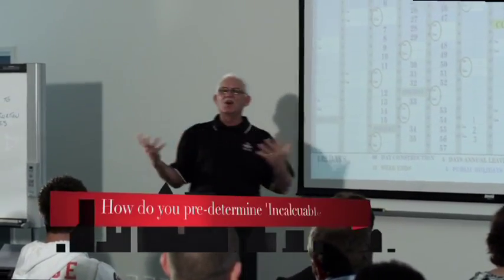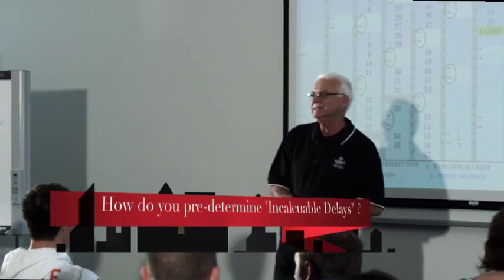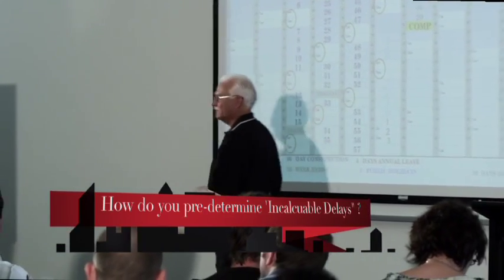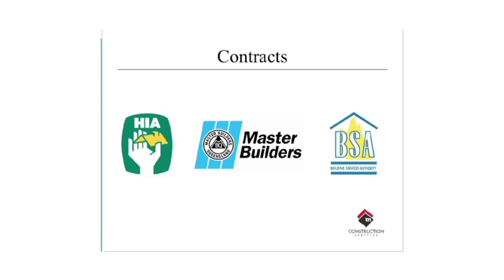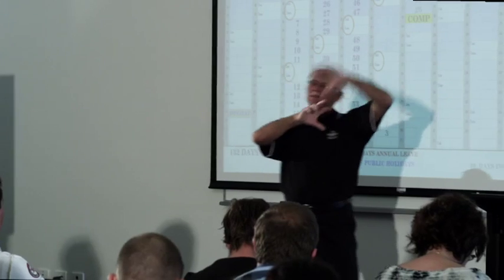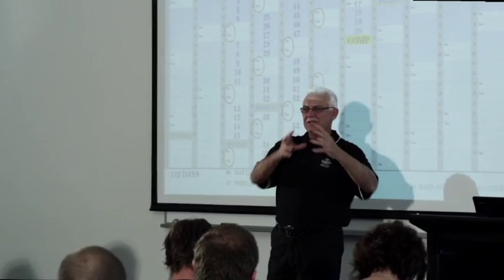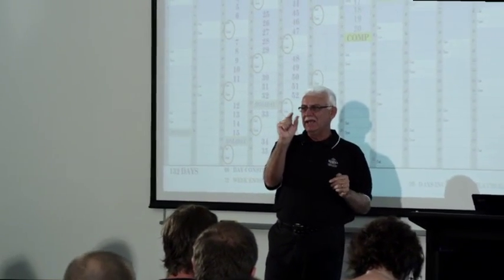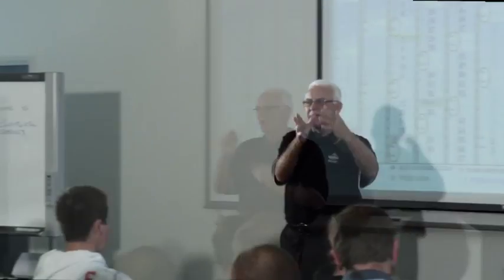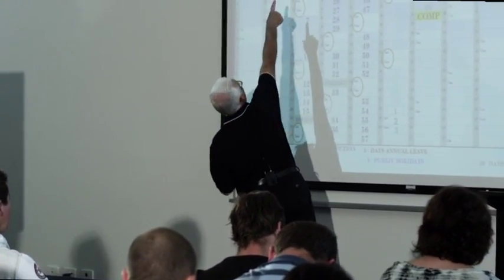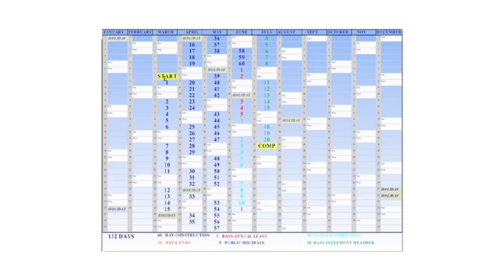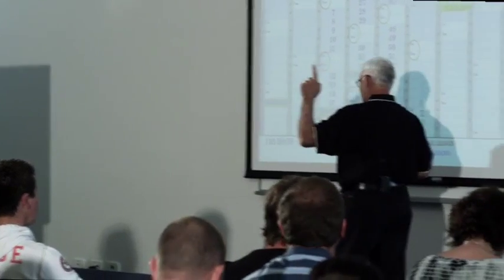The question was, you don't know what the incalculable delays are when you're signing a contract. Basically, we have a stab at it. And we use Master Builders, but they have actually developed a guide. They've taken the last 50 years and put together how long it has actually rained and what effect it has on builders in that month. So if you have a contract between March and July, there is a guide that will tell you how many incalculable delays in that month.